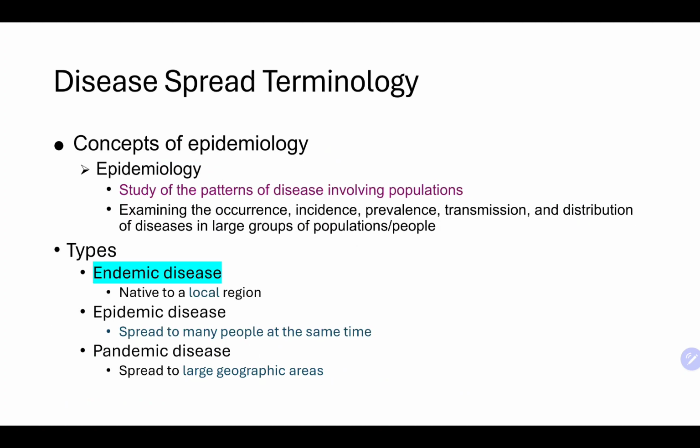When we look at epidemiology, it's simply the study of the pattern of diseases involving populations. So remember these different types of how we're going to classify. We can classify diseases as an endemic disease. Endemic diseases are going to be native to a local region. Then we have an epidemic, where the disease is spreading to many people at the same time, sometimes fast. And a pandemic is basically on a larger scale. There are many epidemics, or an epidemic everywhere, basically. Similar to how COVID was, it was almost everywhere.